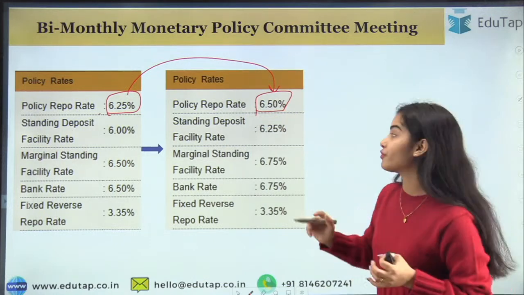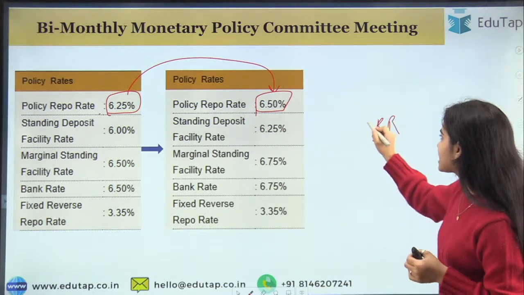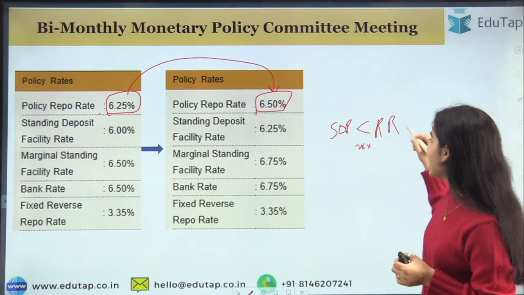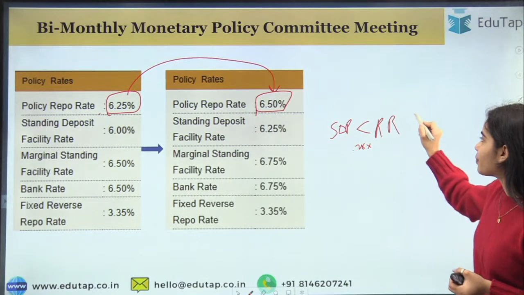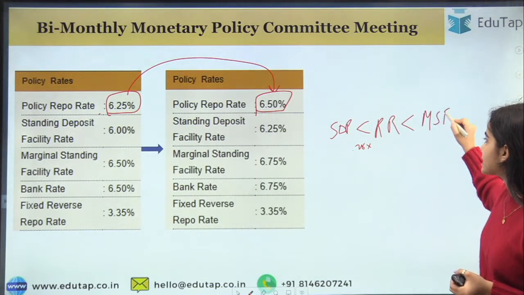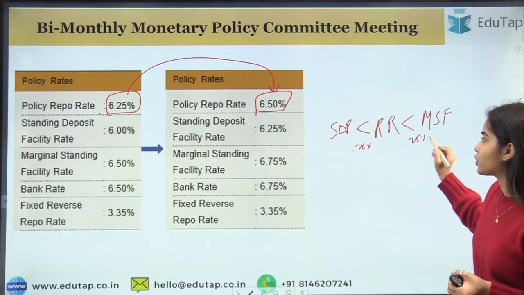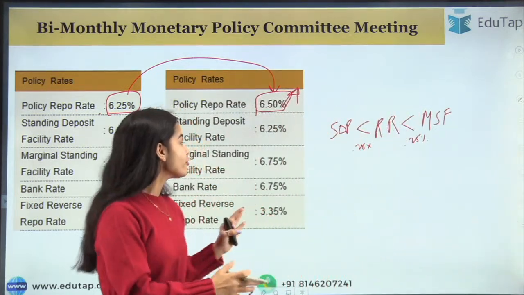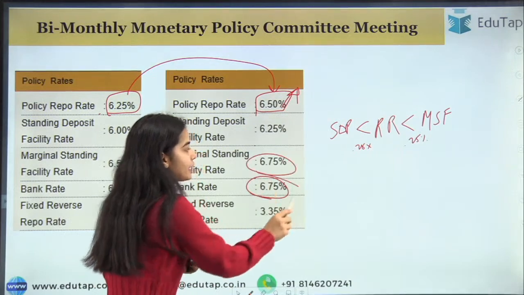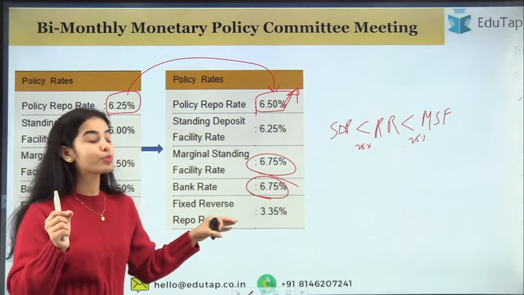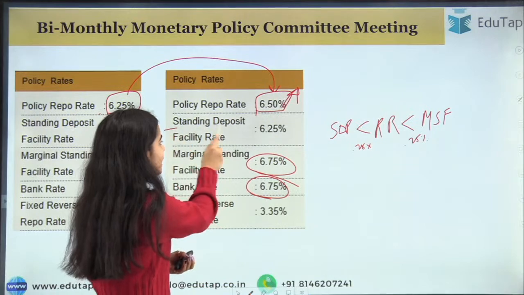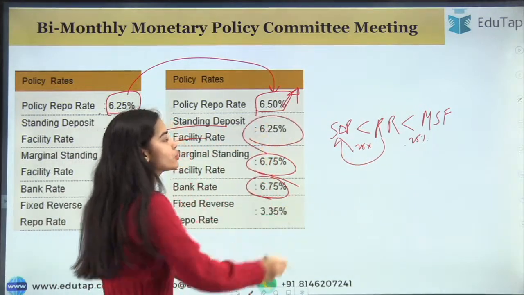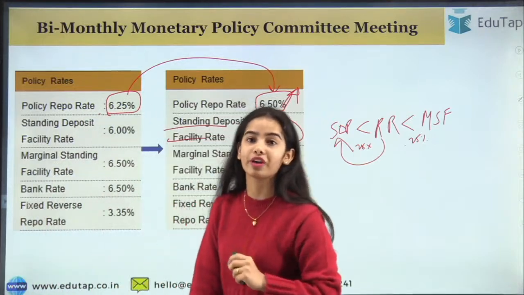The standing deposit facility, see, the repo rate is greater than the standing deposit facility by 0.25% or 25 basis points, and the repo rate is less than the marginal standing facility by 0.25%. So if the policy repo rate is 6.50%, the MSF will become 6.75%. Okay, the bank rate will also become 6.75%, and the standing deposit facility is less than the repo rate by 0.25%. So the standing deposit facility is 6.25%.